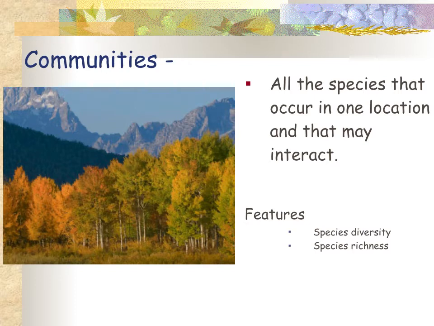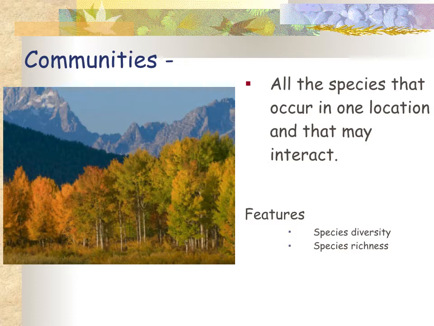And often we talk about them as kind of like the forest community or the grassland community of all the species that live there. The trees, the insects, the birds, the mammals, everything. And so we talk about how diverse it is and how rich it is, and whether it can persist over time or whether it's going to change.